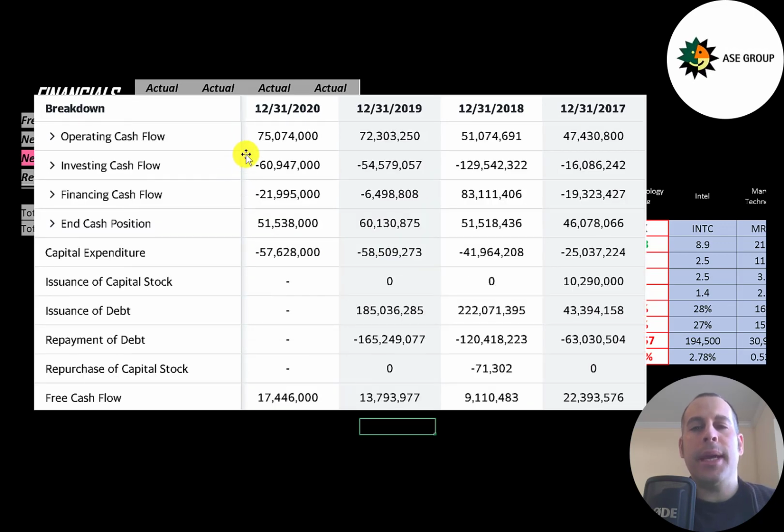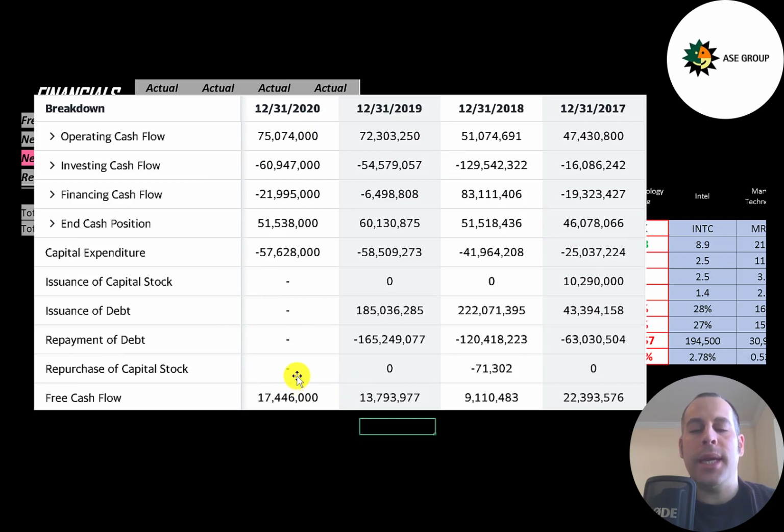This is their statement of cash flows. The top line is operating cash flow. That's how much cash the company generates from its operational business. Then you have capital expenditures, which are investments in property, plant, and equipment. This company has a lot of CapEx. Operating cash flow minus CapEx gives you your free cash flow.